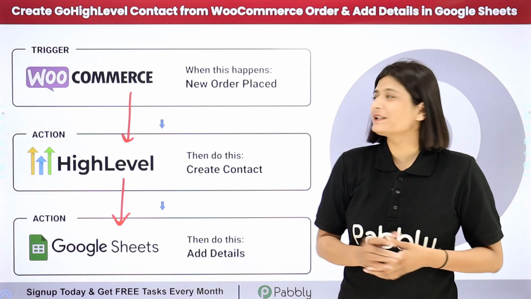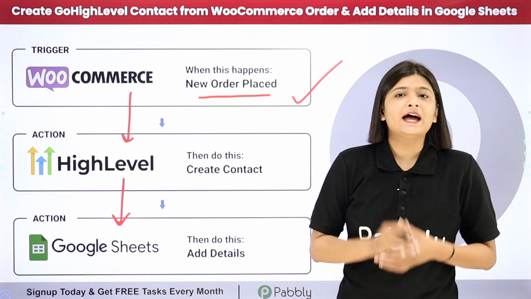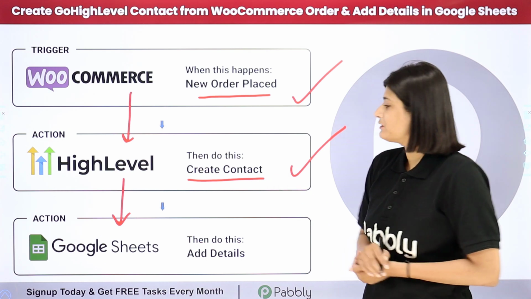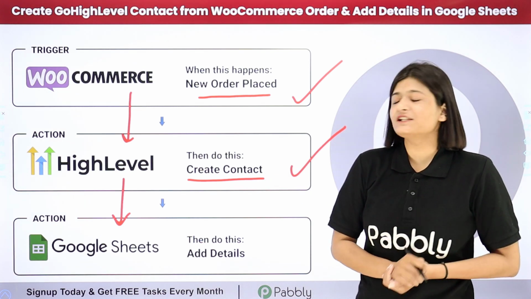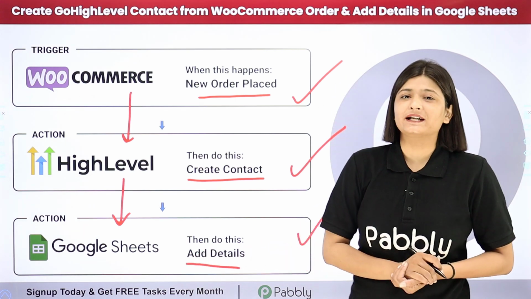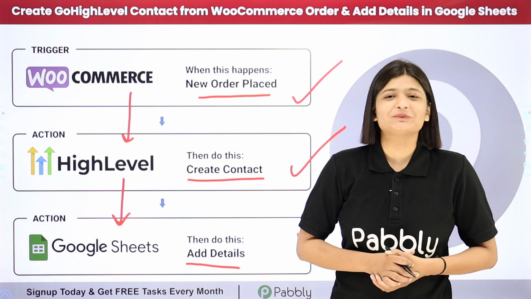Here as my trigger application, I will take WooCommerce where I will receive a new order, and then in my action application I will take Go High Level where the contact will be created automatically, and then in my action application I will take Google Sheets where these details will be added automatically. If you want to learn this amazing automation step by step, let me take you all to my screen.